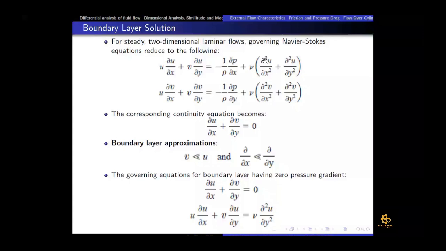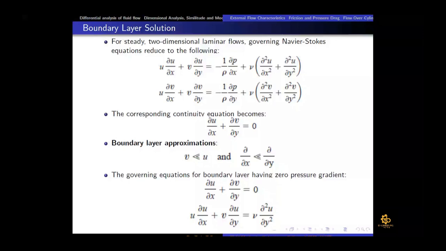We need to solve these two equations. You can see that they are still partial differential equations. So there was a scientist named Blasius, who proposed the solution of these two equations in 1907. In 1907, he proposed a similarity solution to this equation.